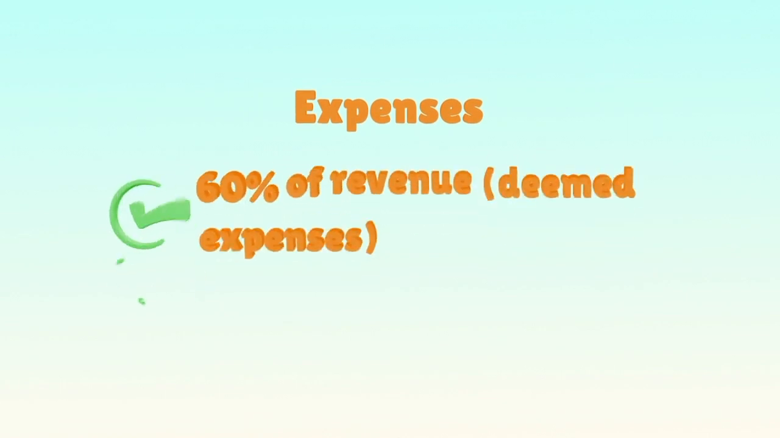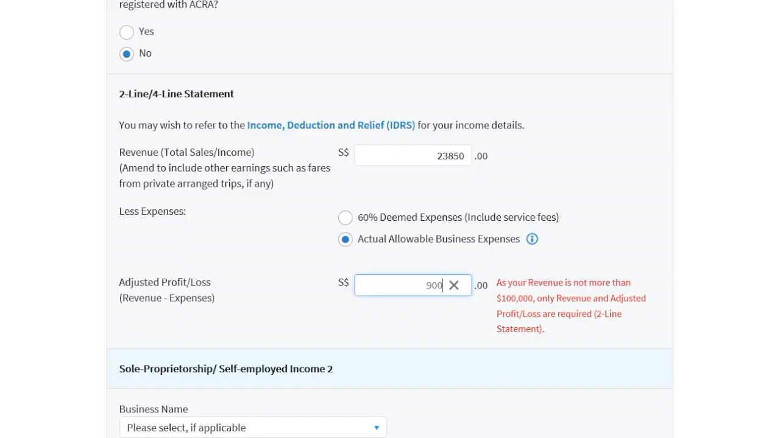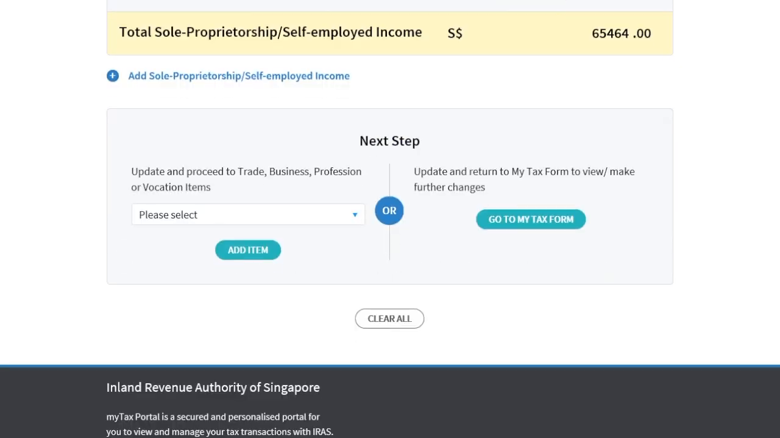As a private hire car or taxi driver, you will automatically be allowed a deduction of 60% of your revenue as deemed expenses. However, you can also choose to claim the actual amount of expenses instead, if these are higher than the 60% deemed amount. Once you're done, go back to your tax form.